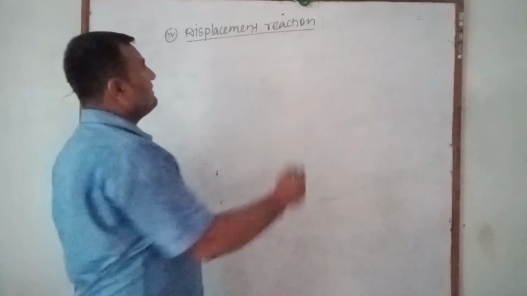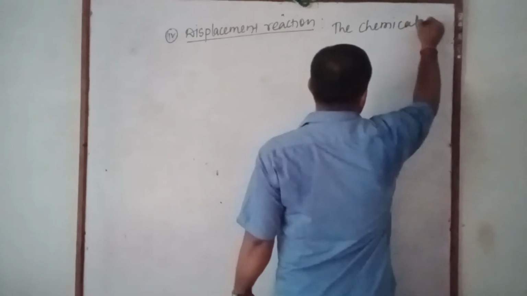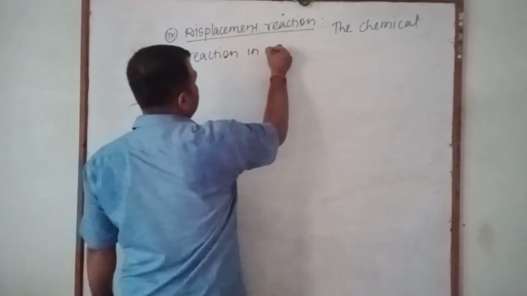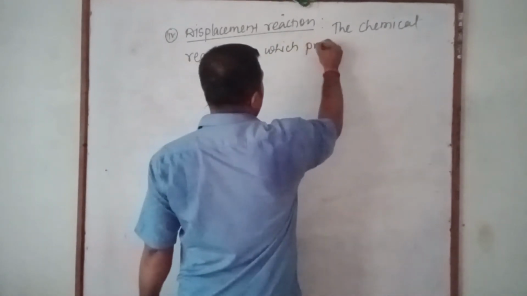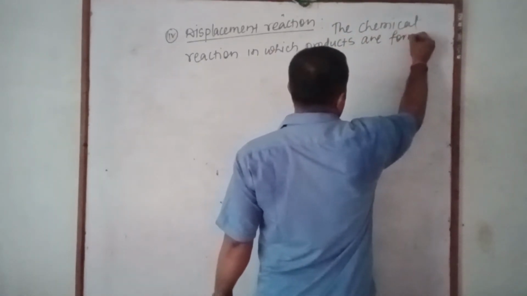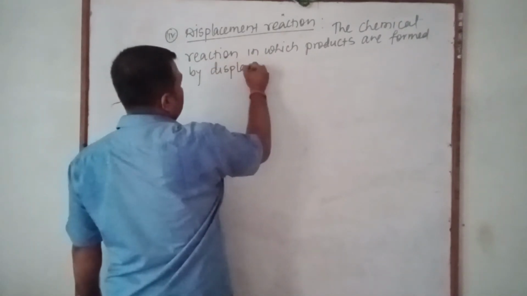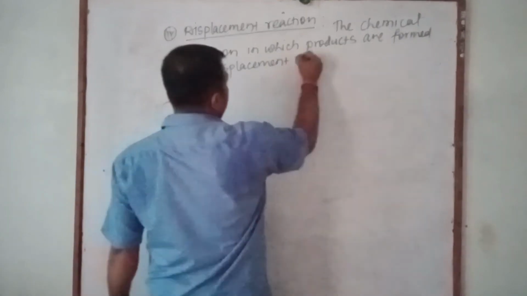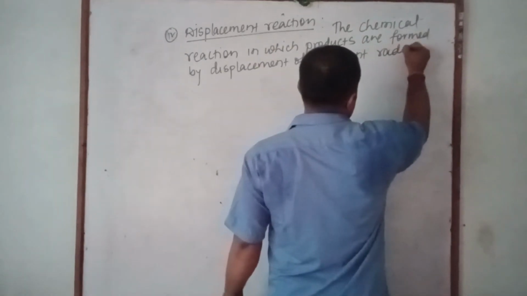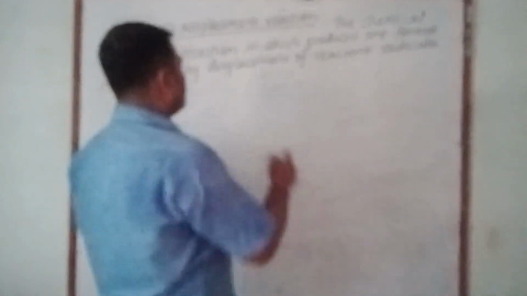And how do we define that? The chemical reaction in which products are formed by displacement of reactant radicals. A new product is formed by displacement of reactant radicals.